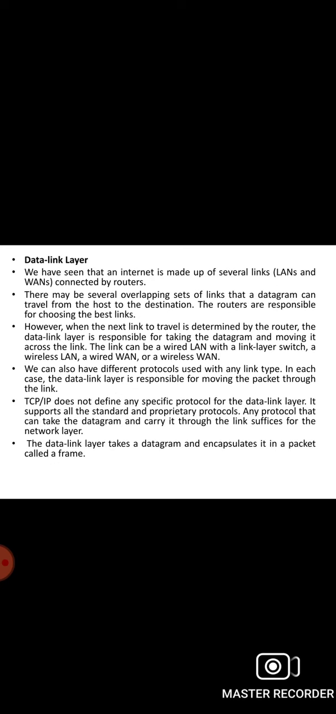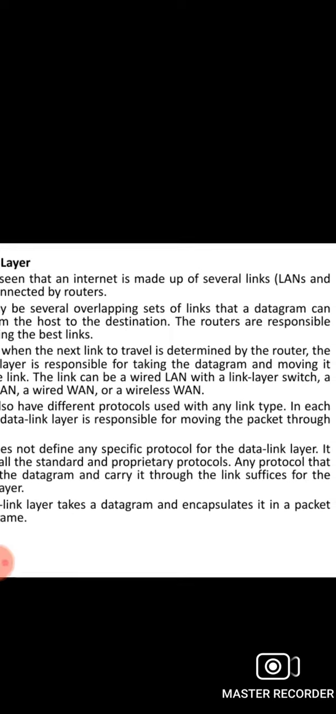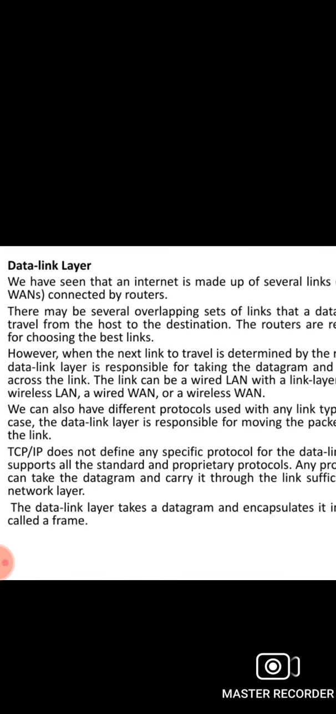And next, what we are going to see is the data link layer. We have seen that the internet is made up of several links like LAN and WAN connected by routers. There may be several overlapping sets of links that a datagram can travel from the source to destination. The routers are responsible for choosing the best links.